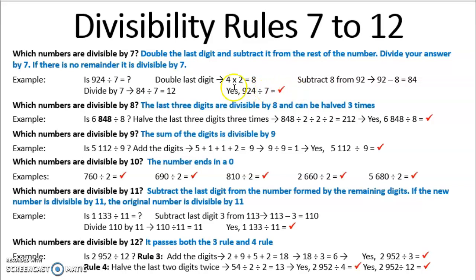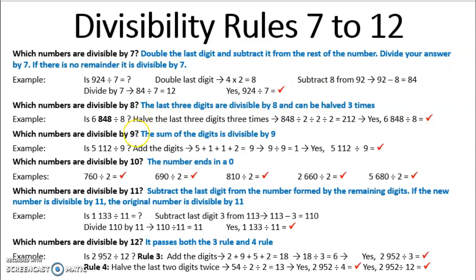Next, which numbers are divisible by 8? We have to look at the last 3 digits and make sure that they are divisible by 8, or we can just halve it 3 times. For example, 6,848, we take the last 3 digits and we halve them 3 times. So 848 divided by 2, divided by 2, divided by 2 gives us 106 without a remainder. So yes, 6,848 is divisible by 8.